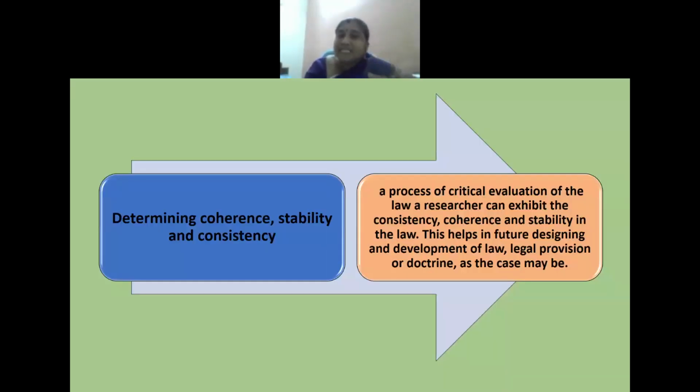And to determine the stability and coherence or consistency, when I say the process of critical evaluation of the law, a researcher can exhibit the consistency.